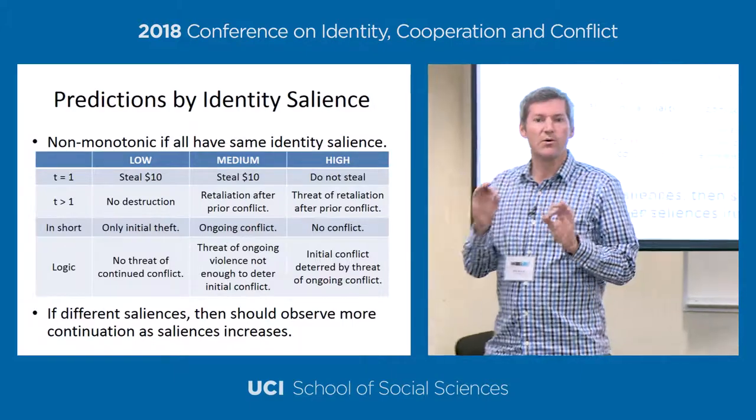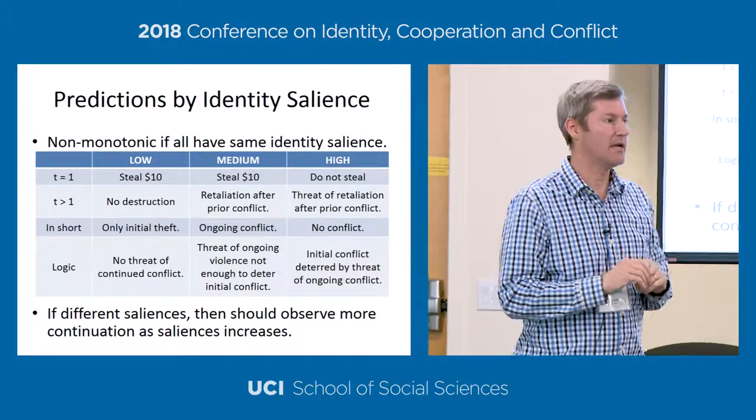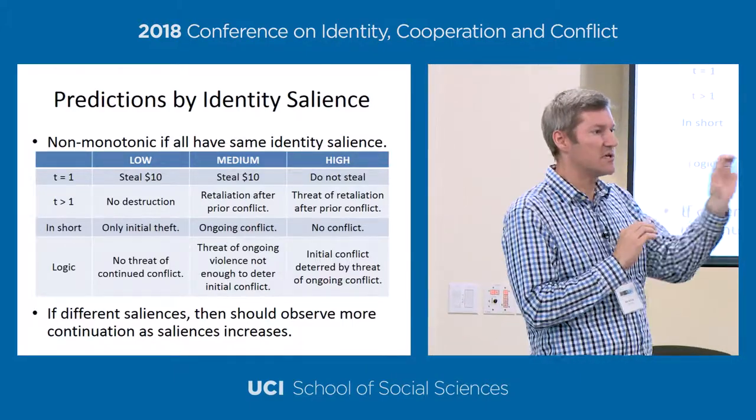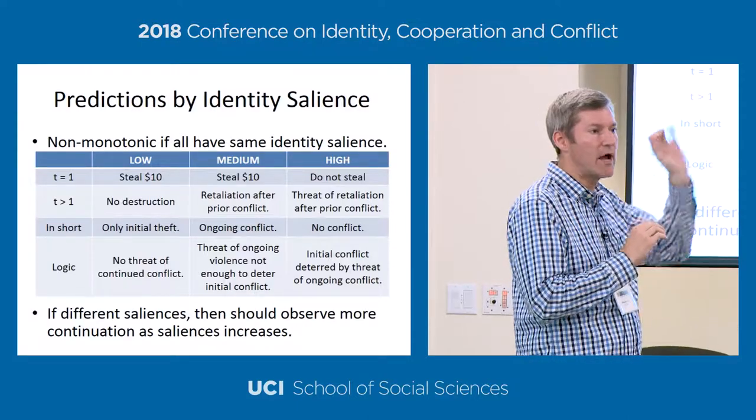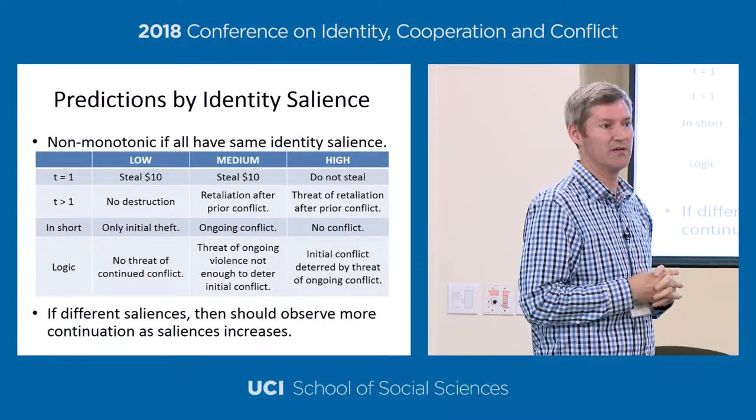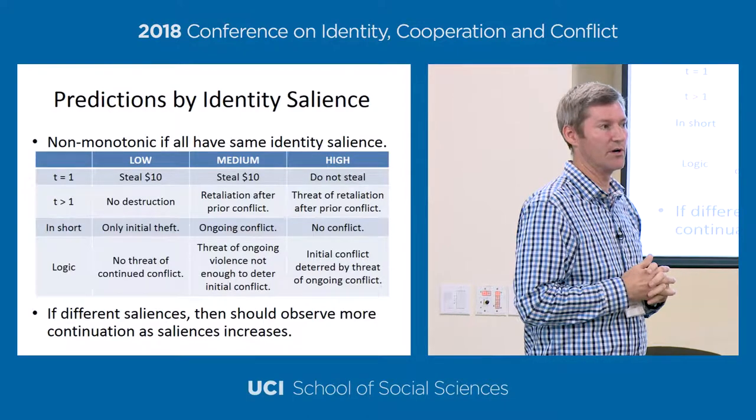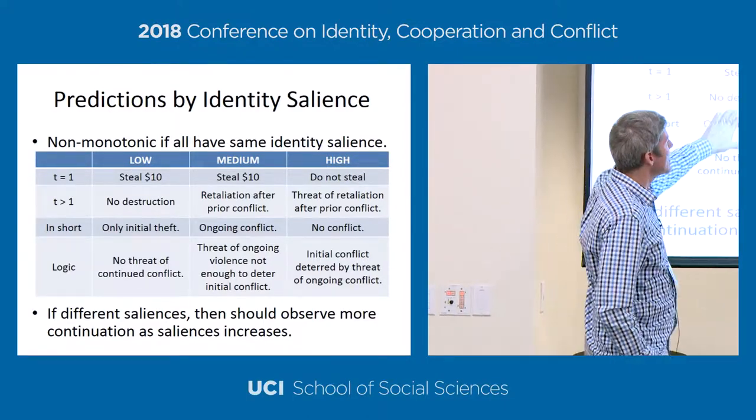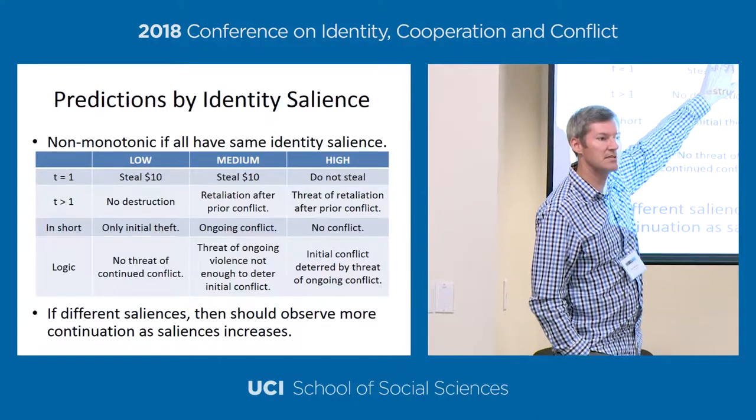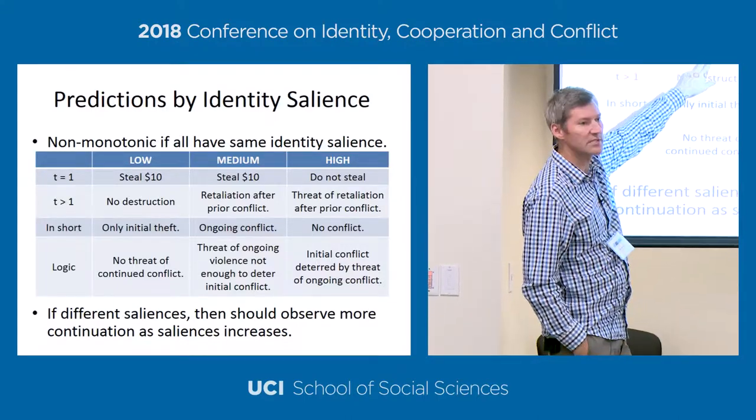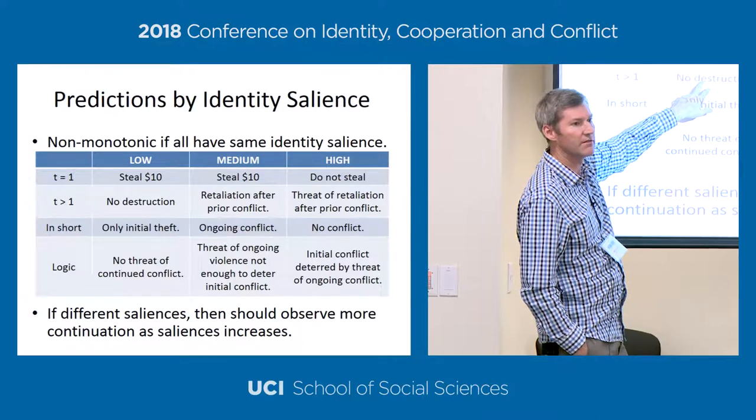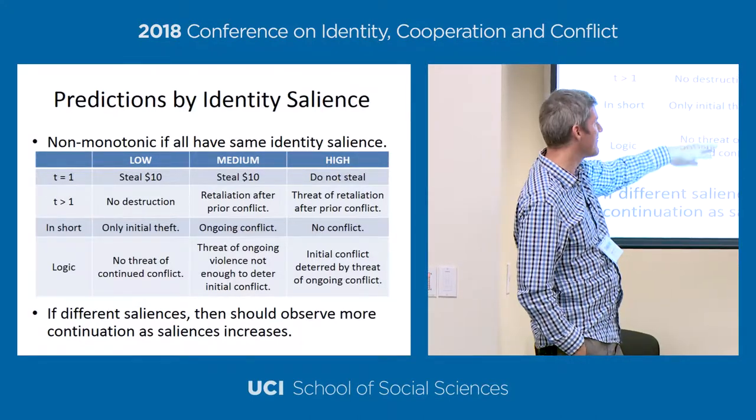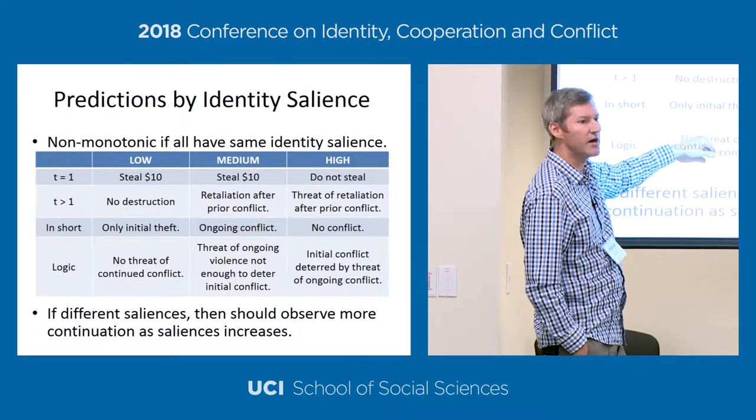So if we use that as the norm that people can consider when they're trying to calculate what their utilities are going to be, and identify what their best action should be, then we have the following predictions. If you have low salience, well, we know that one. That's the money maximizing. You should steal $10 in the first round and then never do anything thereafter. We have initial theft, but no conflict. There's no threat of conflict thereafter.